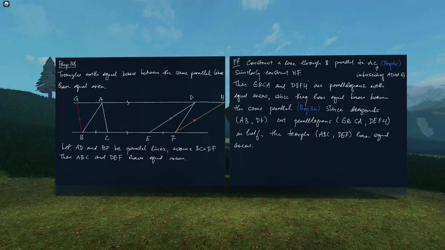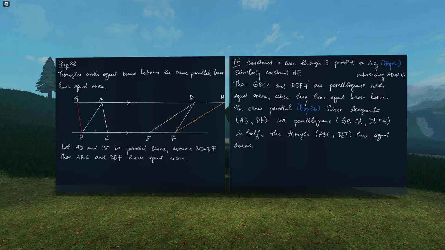And hidden in this is something that we mentioned earlier, that half of equal things are equal. I think Dan made a comment about this last time. We already used something like this to prove a previous proposition. Now, what I'm missing here is the reference to cutting parallelograms in half.